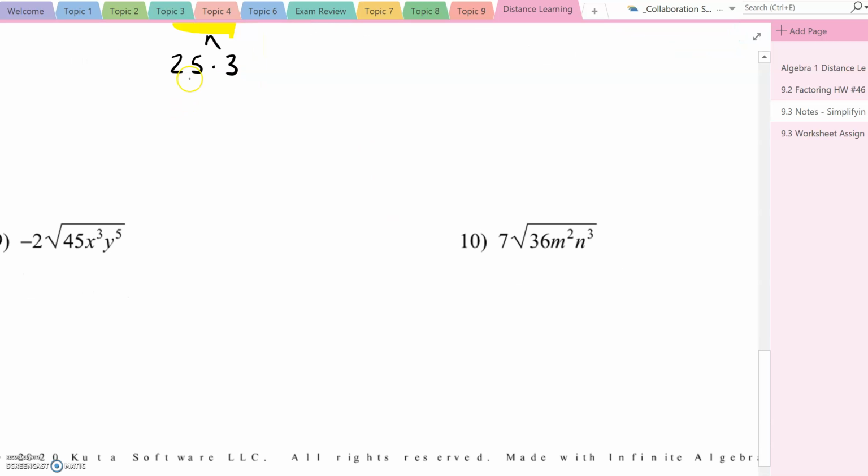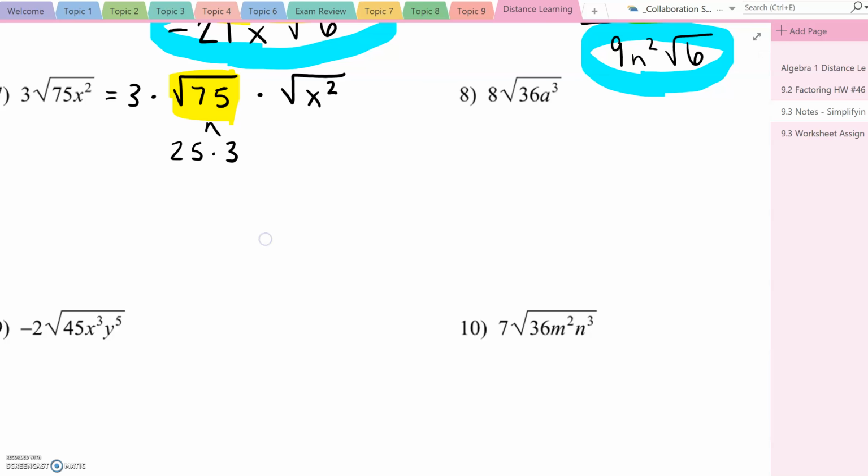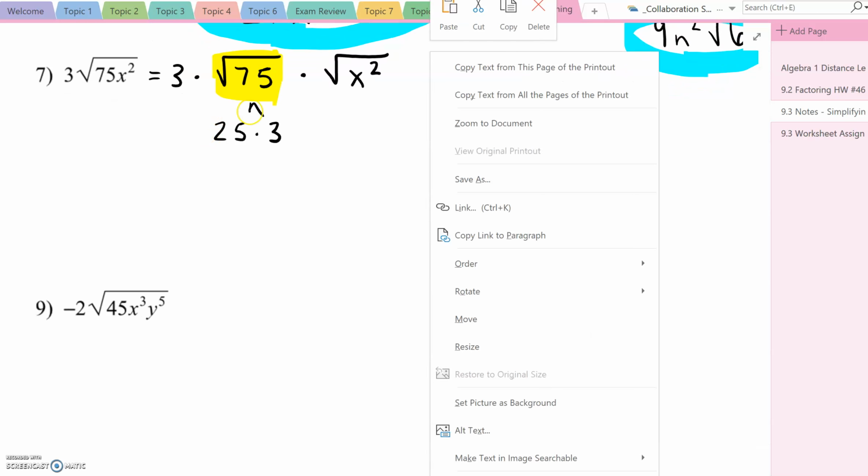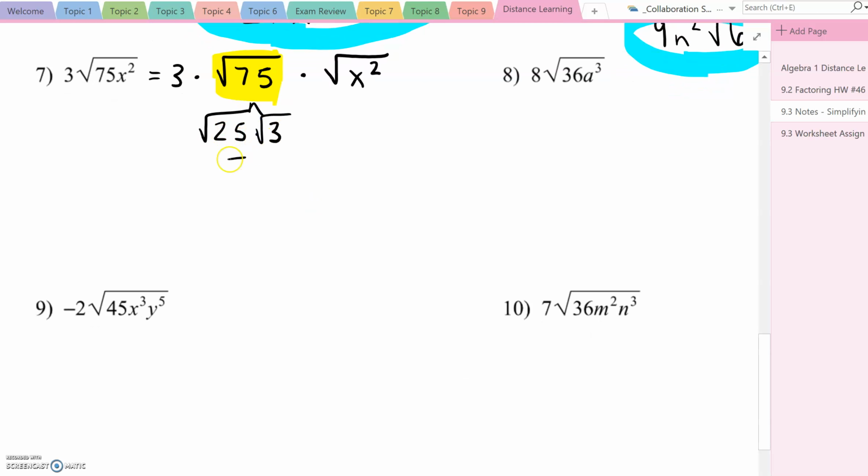So 25, square root of 25 is 5. So we end up with 5 square root of 3 from our square root of 75. Just like before, let's bring down our 3 from before. And ooh, interesting, what is the square root of x squared?